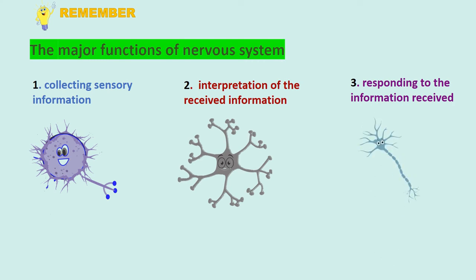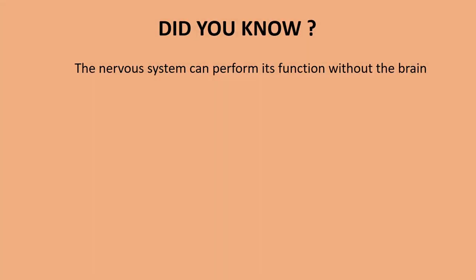And the last function is responding to the information received. Motor neurons carry the responding signals from the central nervous system to the cells that are to carry out the response. Did you know the nervous system can perform its function without the brain?